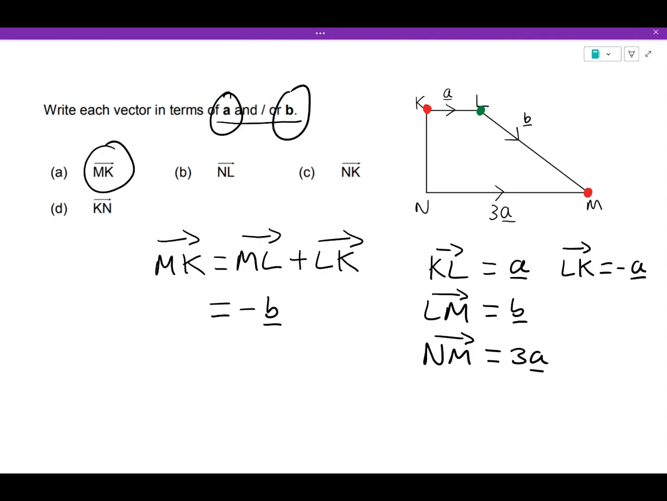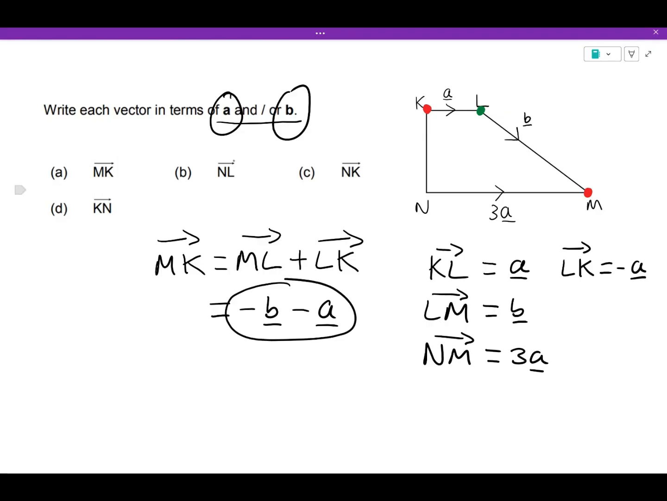Now I'm at L and I'm doing L to K. Well, what's the vector L to K? Well, I know K to L is A. So L to K must be negative A because it's going in the reverse direction. So that there would be the vector for M to K. That will be my final answer to part A of my questions.